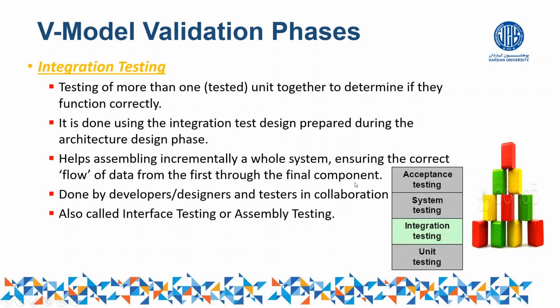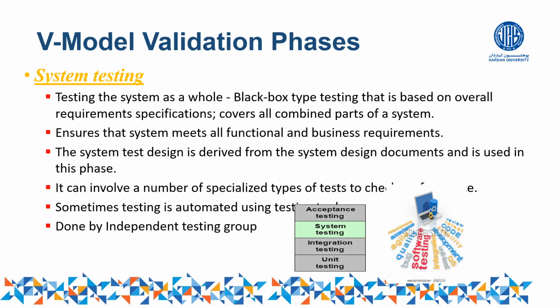So as I told you, here we check the combined effect of all these different units, and this is basically done by the developers, designers, and testers in collaboration. Now here we involve the developers, designers, and testers. It is also called interface testing or assembly testing. We can also call this sort of testing assembly or interface testing.